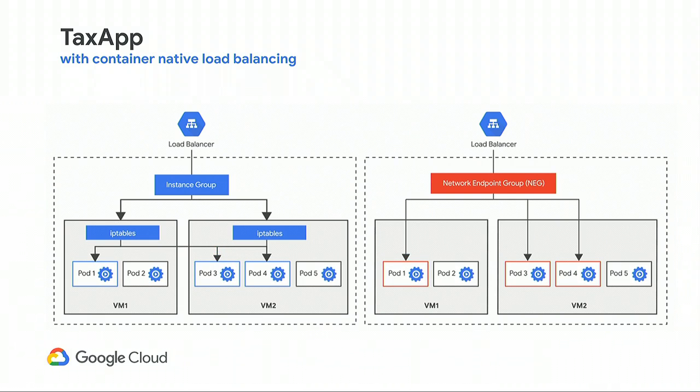Without container native load balancing, requests come to the load balancer and travel to the node instance groups. From there, they are routed to the correct matching pod, which might or might not be on the same node. As you can see, this introduces a connection hop. Because container native load balancing talks to pods directly, the connections have fewer network hops, and latency and throughput are improved as a result.